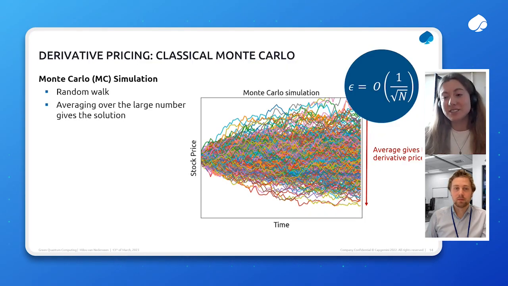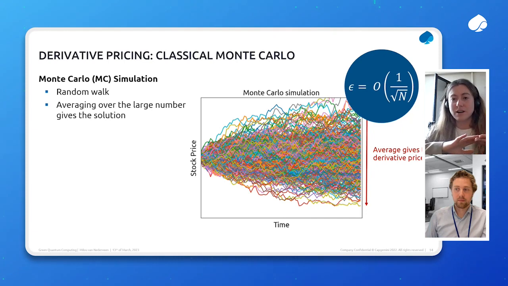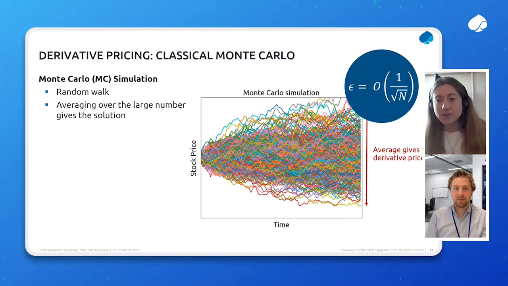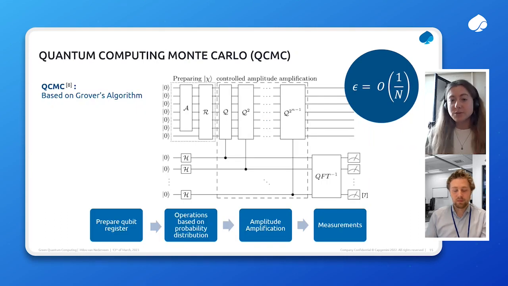Classical Monte Carlo simulation is a simulation of random walks, and the solution of this is found by averaging over a large number of those random walks. So you just perform the random walk maybe 1 million times, and then you take the average, and that is your solution. This scales with 1 over the square root of n, where n is the number of iterations that we perform this simulation. Now, there's a quantum computing algorithm for this, which is based on Grover's algorithm.